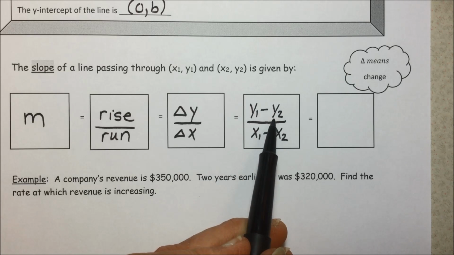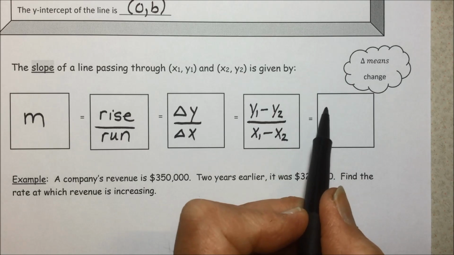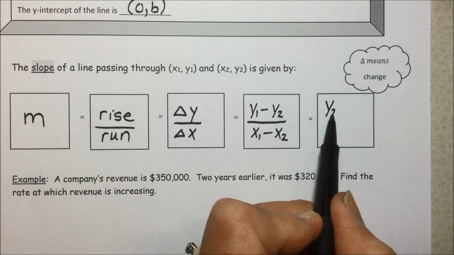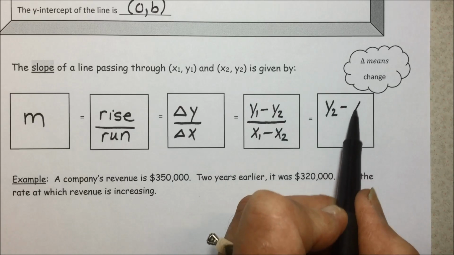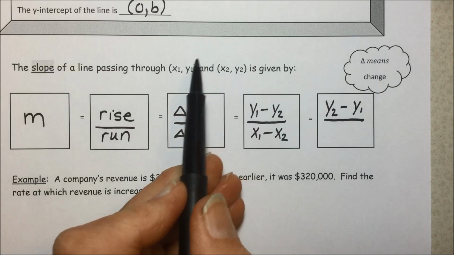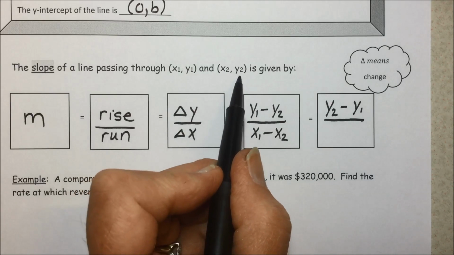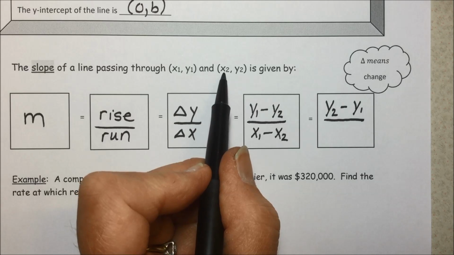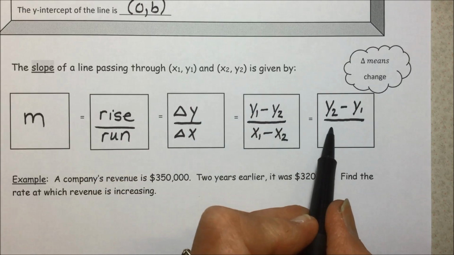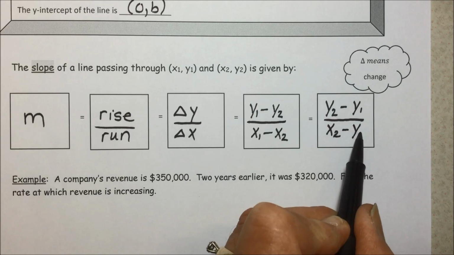Which point we start with is meaningless, so you also might be seeing this version for slope where they start with y sub 2 minus y sub 1. And again, if we start with this y coordinate of this point, we need to be sure that we start with the x component of the same point.